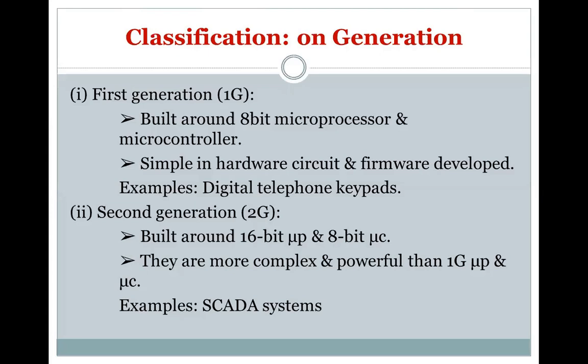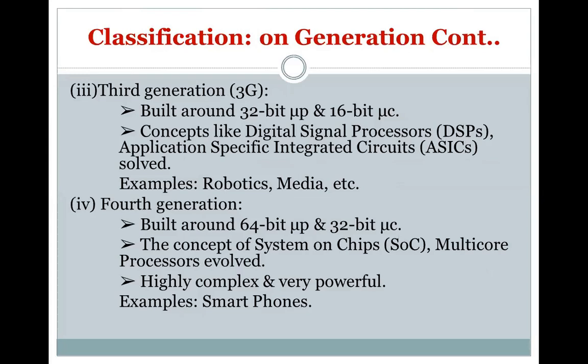Second generation systems are built around 16-bit microprocessors, also 8-bit microcontrollers. They are more complex and powerful than first generation microprocessors and microcontrollers. As an example, SCADA system. Third generation is built around 32-bit microprocessors, also 16-bit microcontrollers. As examples, robotics, media, etc.